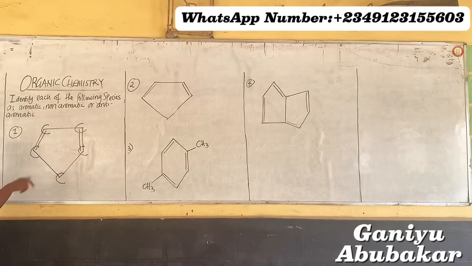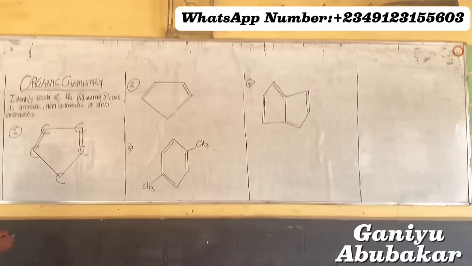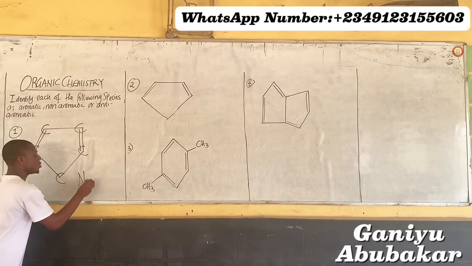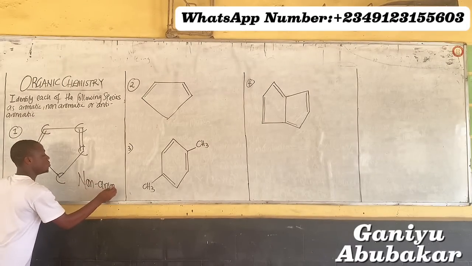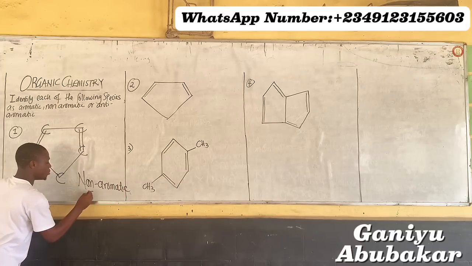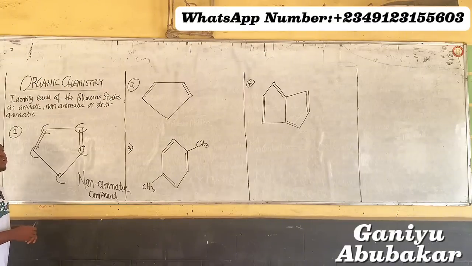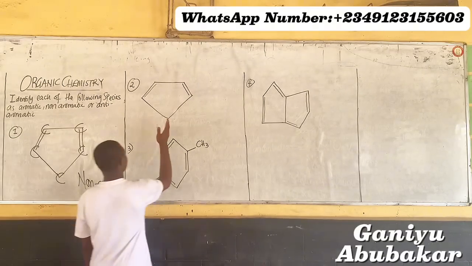So for aromatic and anti-aromatic, we said all carbon atoms must be conjugated. In this case here, it is not conjugated, so this becomes a non-aromatic compound. We said for a non-aromatic compound, all carbon atoms must not be conjugated. We said that earlier.